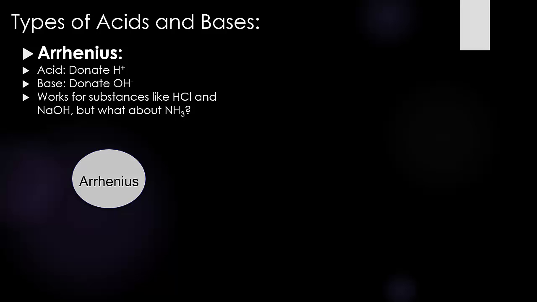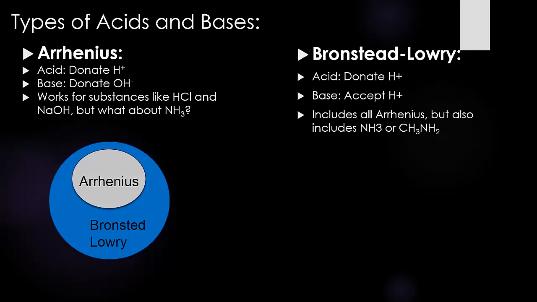While this works well for substances like HCl and NaOH, what about something like the NH3 example that we saw earlier in the video? We need a definition that includes molecules like NH3. The Bronsted-Lowry definition instead says that acids donate an H+, while bases accept an H+. This encompasses all of the Arrhenius acids and bases, while also including those nitrogen-containing bases like NH3.